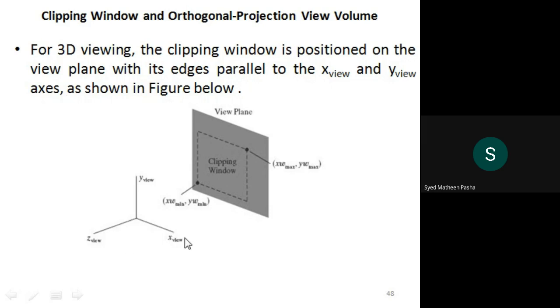Suppose these are the coordinates with respect to x, y as well as z with respect to the view plane. So this is the view plane here. This is the clipping window with respect to 2 points. The minimum as well as maximum parts of that particular clipping window are xw minimum, yw minimum, xw maximum, and yw maximum. So this is how the clipping window can be displayed for 3D viewing.